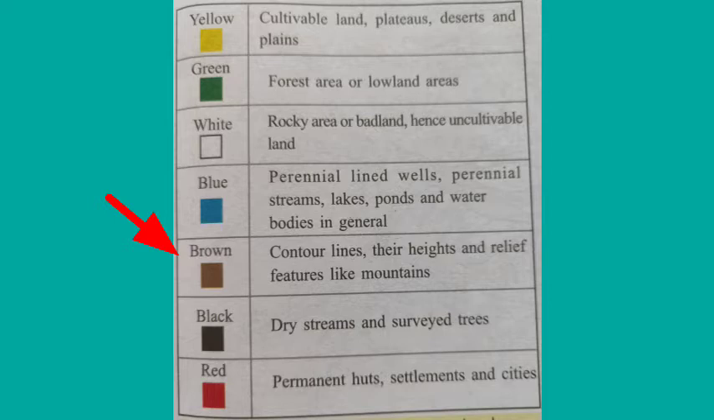Okay, so let me tell you what is a contour line. Contour lines are those lines which connect those places which have equal elevation, or we can say equal altitude. It means equal height from the sea level.